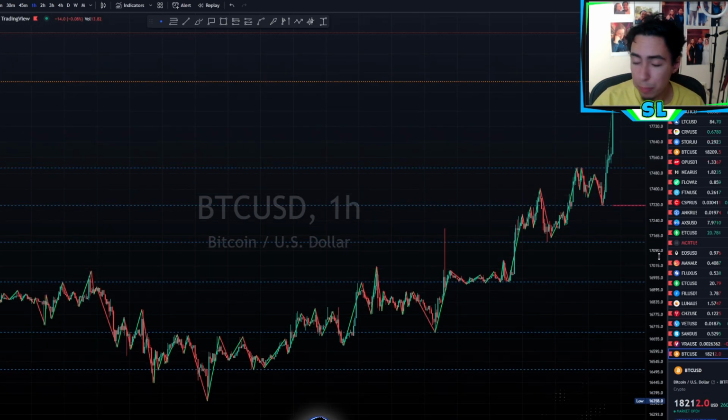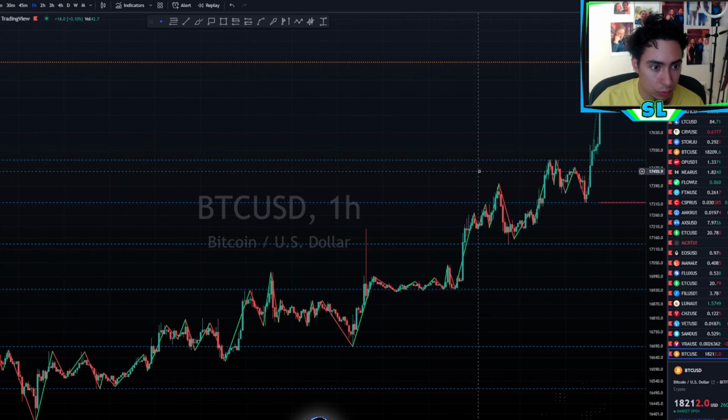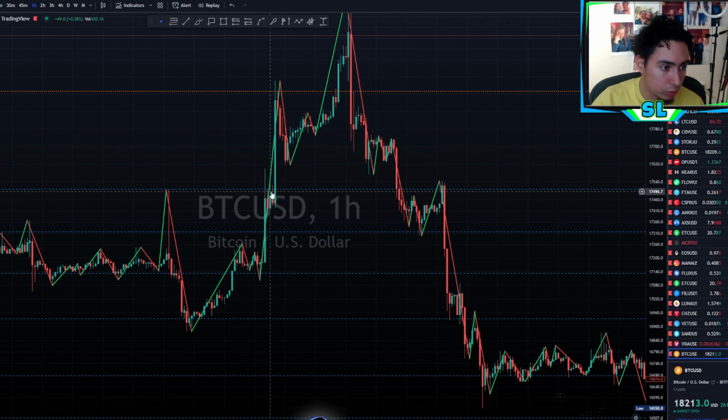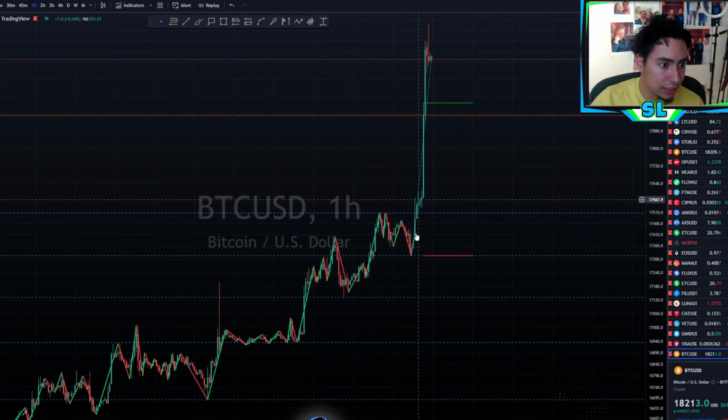And just for an example, you can see right here when we come up and we reject this resistance here twice, right? This dates back to right here, which we rejected twice right here before we pumped, and then right over here before we dumped. So you can see right here how accurate these support and resistance levels are.